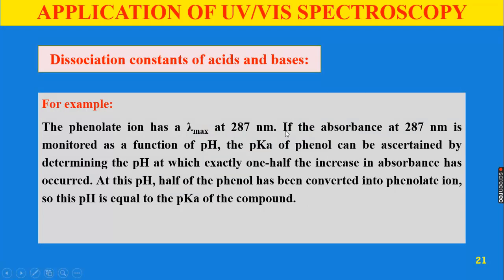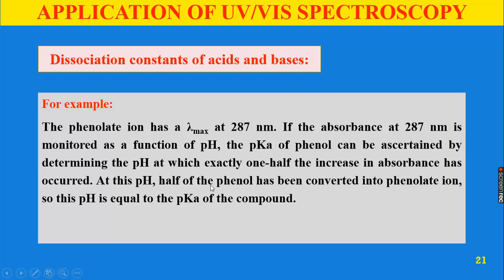The phenolate ion has lambda max 287 nanometer. The absorbance at 287 nanometer is monitored as a function of pH. So by changing the pH, we will monitor the absorbance at 287 nanometer. If the absorbance increases by changing the pH, then it shows that the phenolate ion is increasing. If its absorbance decreases, then we can say that the phenolate ion is decreasing and changes into phenol. So we can determine the dissociation constant.